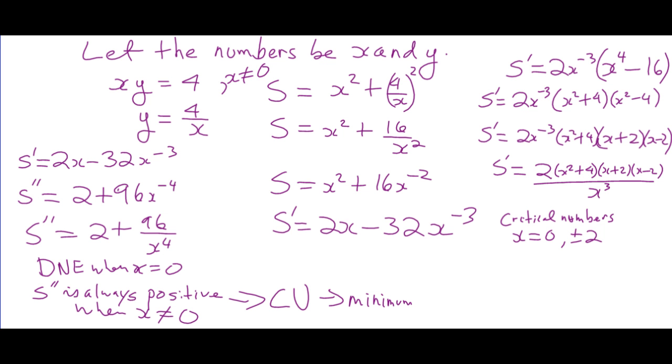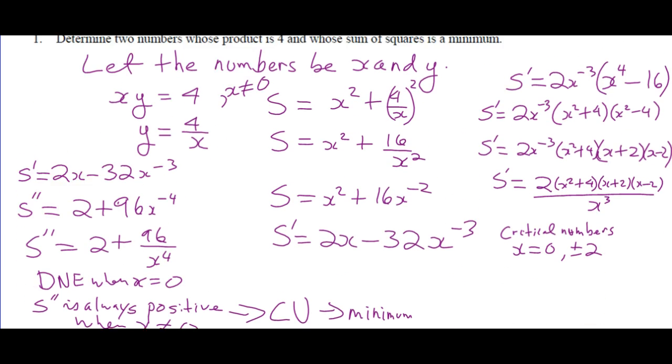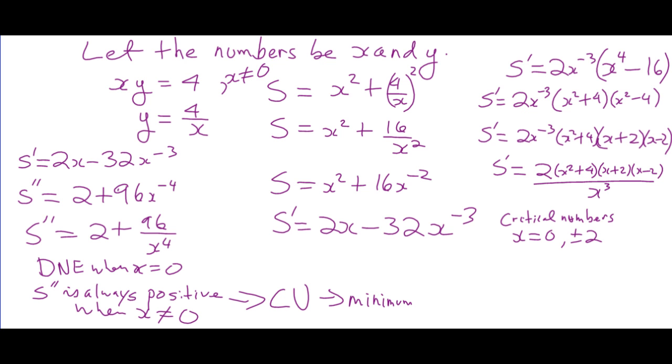So if x is 2, then what's y? 2. And if x is -2, then what's y? -2. So the numbers are, what does it actually ask? Determine 2 numbers whose product is 4 and whose sum of squares is a minimum. Okay, so the numbers are 2 and 2, or -2 and -2. Okay, and then look back, do they meet the criteria? It didn't say positive integers or anything, right?